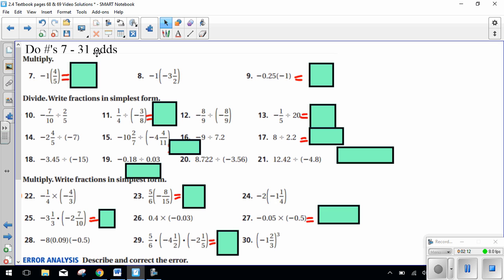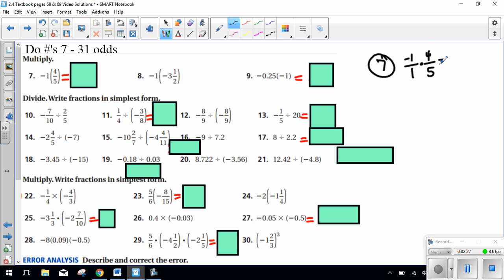I'll be doing the work off on the side here. So number 7, we're going to take negative 1 and write it as negative 1 over 1 times 4 over 5. And we multiply straight across. Negative times positive is negative. And 1 times 5 is 5. So my final solution, negative 4 over 5.